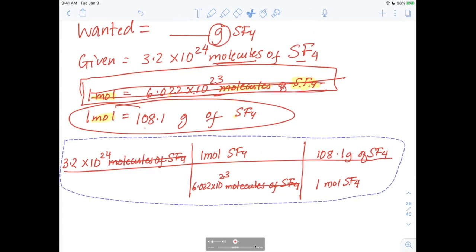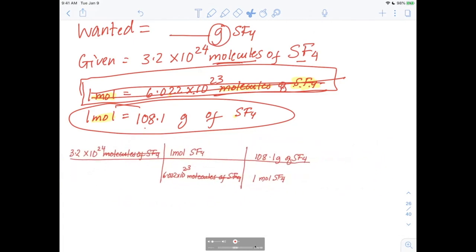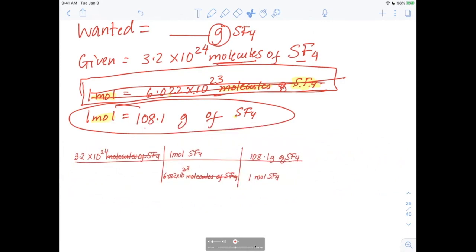Trying to make this smaller. Can I make it smaller? Oh yeah. It's hard for me to write that small.